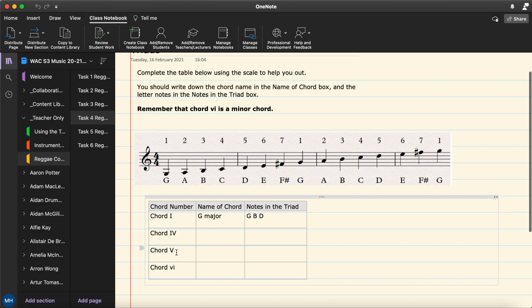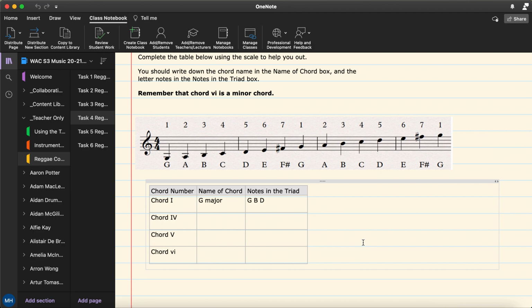Same with chord 5, you go up to the 5th note of the scale, and then chord 6, move up to the 6th note in the scale, remembering that chord 6 is a minor chord. Once you've done this, click on Hand In the assignments.